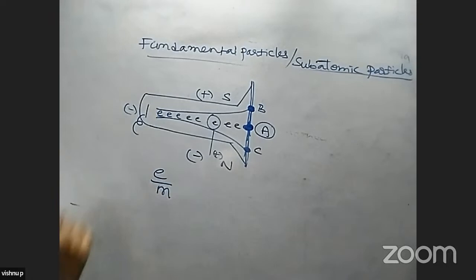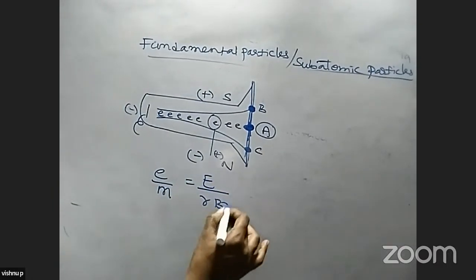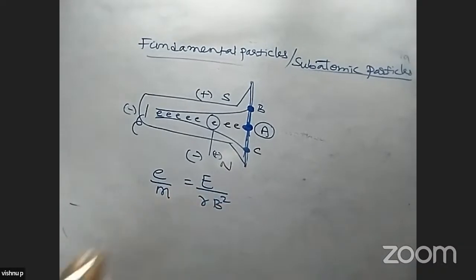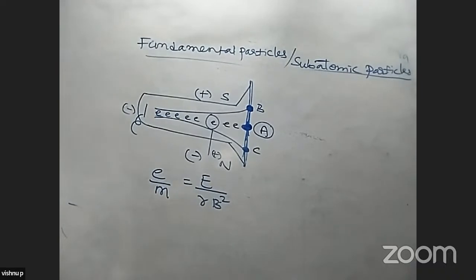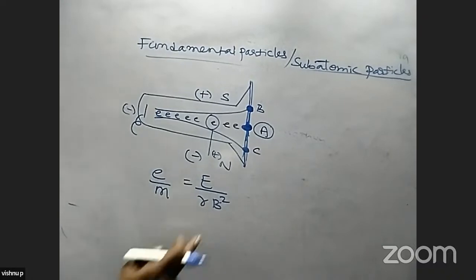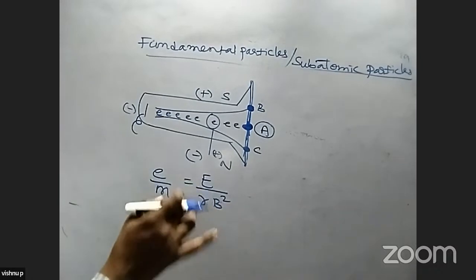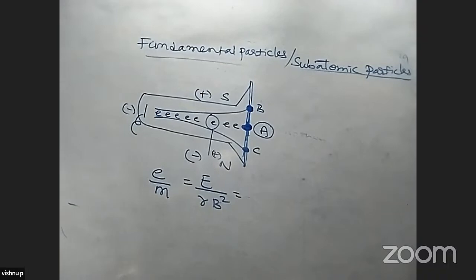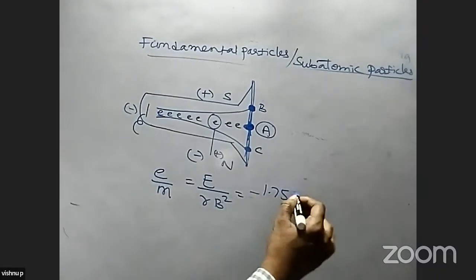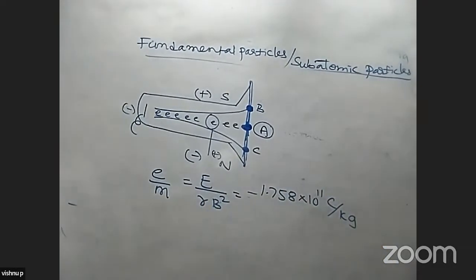So what is the charge to mass ratio of electron? That is always equal to E by rB squared. E is the electric field strength. r is the radius of deflection in the electric or magnetic field. B is the magnetic field strength. So from these field strengths, the charge to mass ratio of electron is measured, and that is equal to minus 1.758 into 10 to the power of 11 coulombs per kilogram.